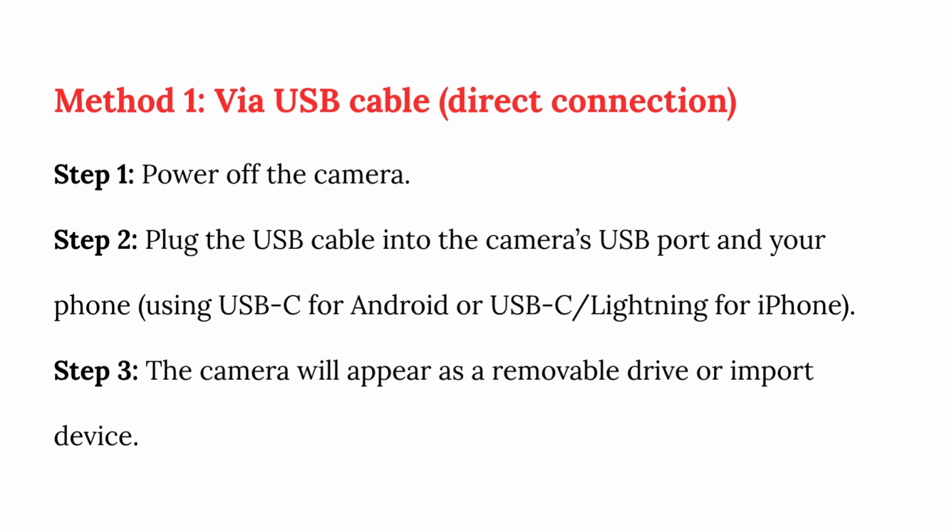Step 1. Power off the camera. Step 2. Plug the USB cable into the camera's USB port and your phone, using USB-C for Android or USB-C Lightning for iPhone. Step 3. The camera will appear as a removable drive or import device.